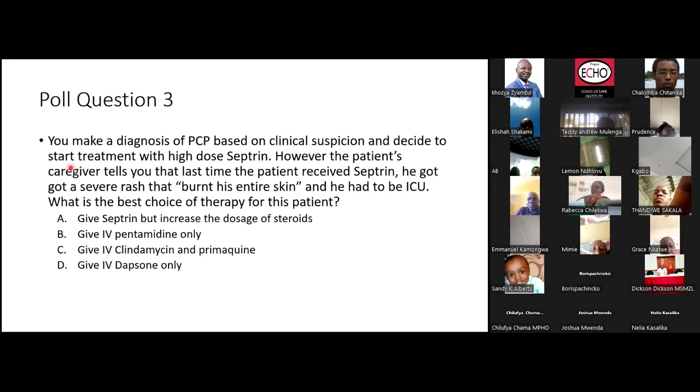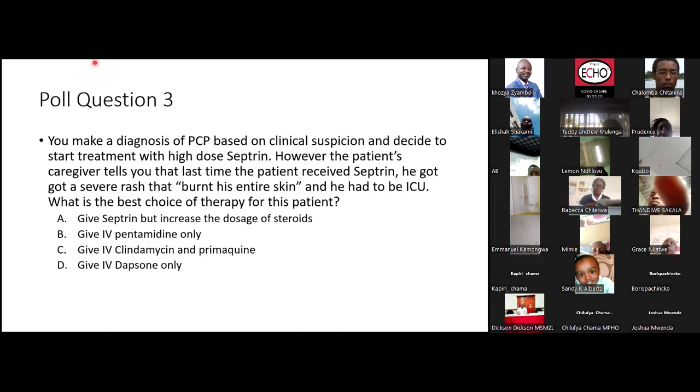Give Septrin, but increase the dosage of steroids. Give IV pentamidine only. Give IV clindamycin and atovaquone. Give IV dapsone only. Very, very interesting question, Dr. Chitanika, with variable answers.